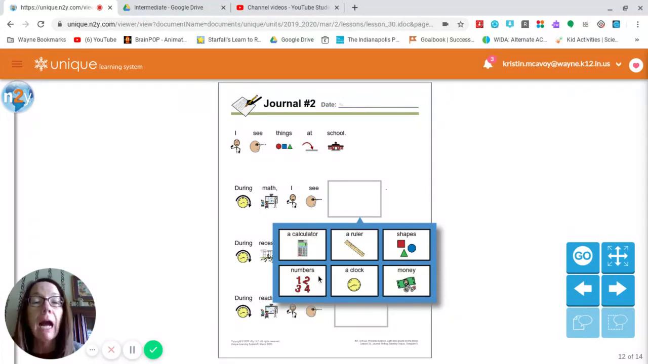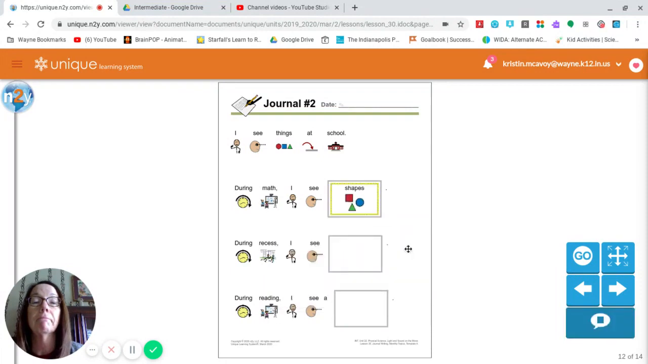That's up to you. I think I'm going to choose during math, shapes. Now, there's no ding for that because there's not a wrong answer. Any of those answers works great. And if you could think of a different answer that you see during math group, that would be fine too.